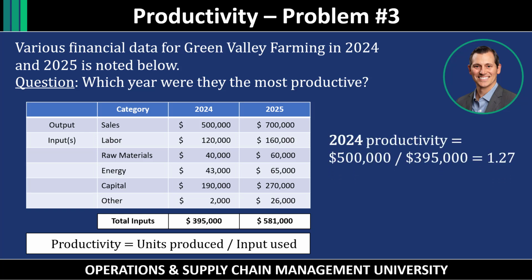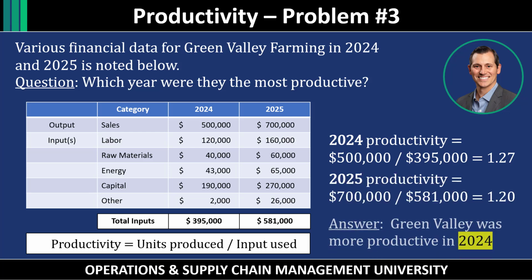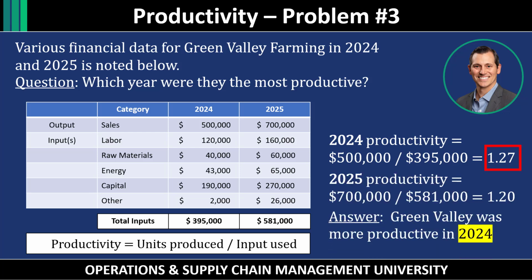So for 2024, you're just going to take $500,000 divided by 395, which gives you the 2024 productivity of 1.27. For 2025, the productivity is 700,000 divided by 581. That gives you 1.2. So the answer is Green Valley was more productive in 2024 versus 2025. And that's why you calculate these ratios to see which productivity is better. And in this question, they were more productive in 2024 versus 2025.